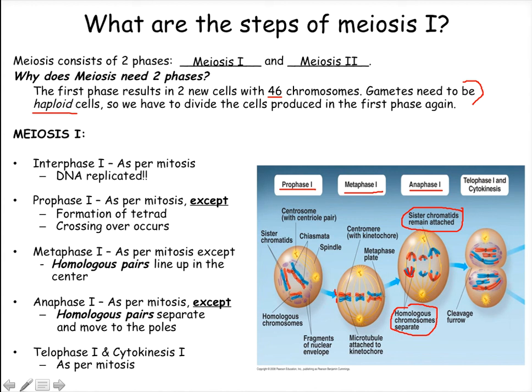Then finally, you're going to get to telophase 1, and this should look the same. These events should look the same as telophase and cytokinesis in mitosis. The only difference, which I didn't write down here, but you should be able to note, is these chromosomes still have their sister chromatids attached. All right, so from here, these 2 cells are going to move into the next stage, which is meiosis 2.